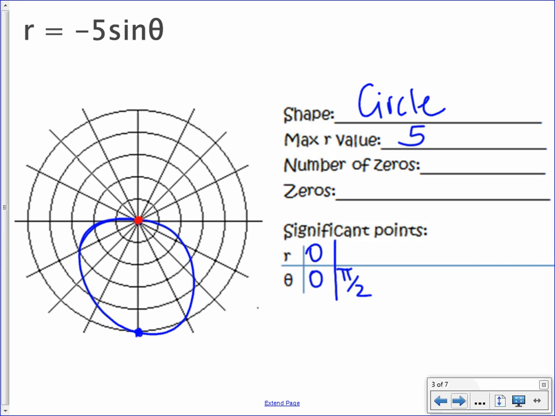What's our R value? -5. So when we are at pi over 2, we go backwards 5. There's that point, right? So we've drawn this part of our circle. Let's say we plug in pi. What's the sine of pi? Zero. So at pi, our R value is 0, which means we are back to the pole.